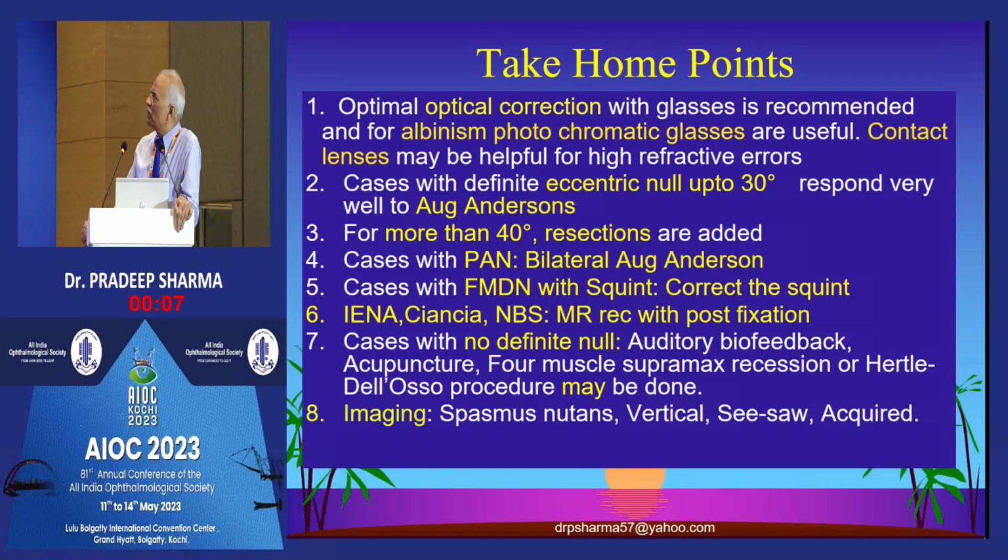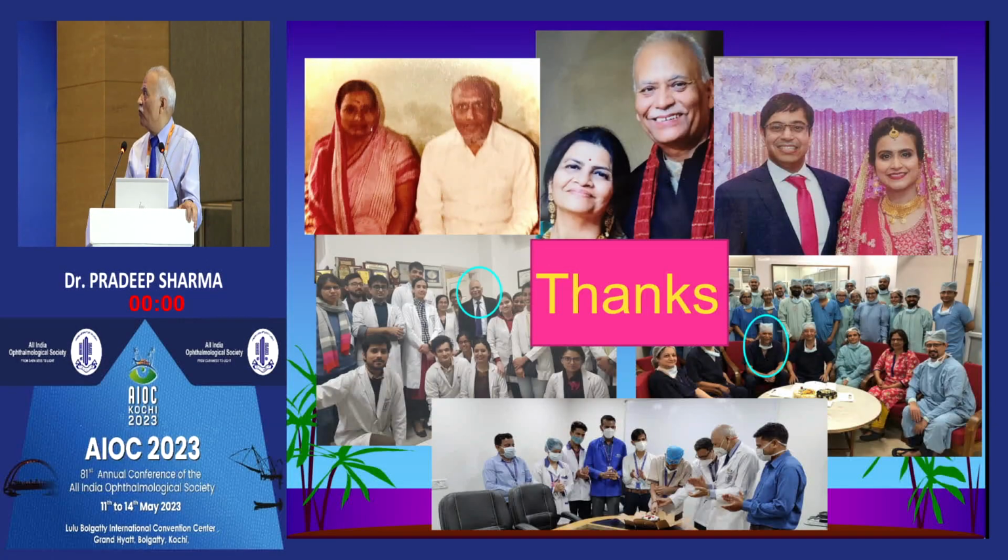So the take-home points are optimal correction. Cases with definite eccentric null up to 30 degrees respond very well to augmented Anderson's. For more than 40 degrees, do resections. Cases with PAN, bilateral augmented Anderson's. Cases with fusional maldevelopment nystagmus, do a squint correction. The IENA Shansha, as I said, would require MR recession with posterior fixation. And cases with no definite null, you don't actually have a good answer. All these things have been tried, but not much use. Imaging has to be done in spasmus nutans, vertical seesaw, and acquired nystagmus. So with this, I would like to thank you all for a patient listening.